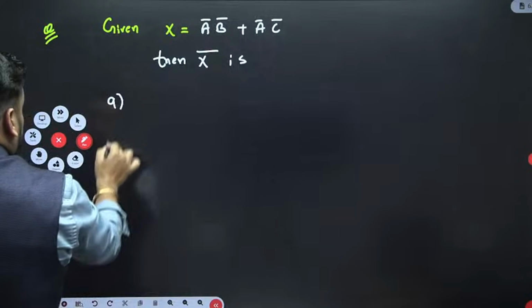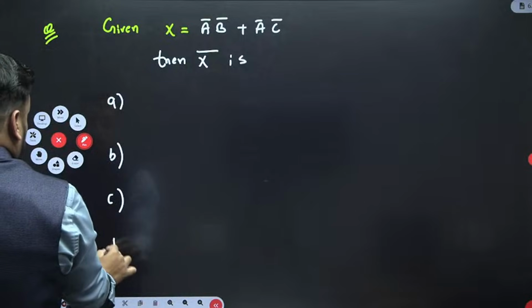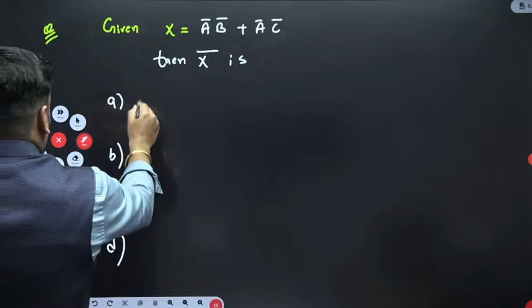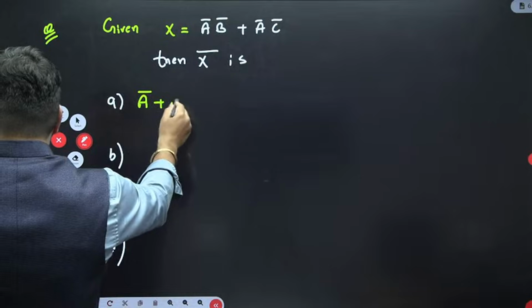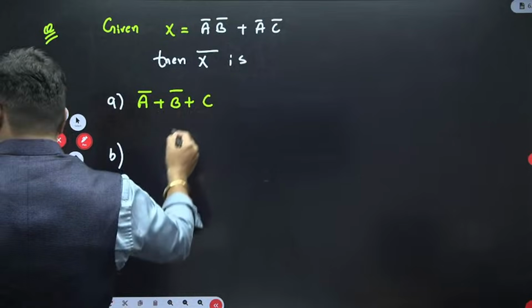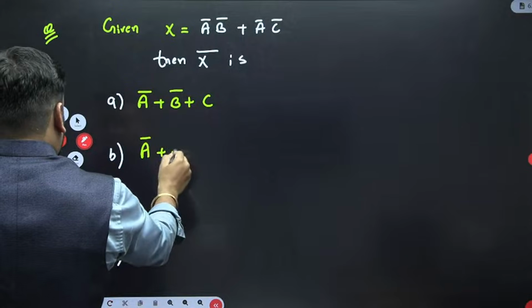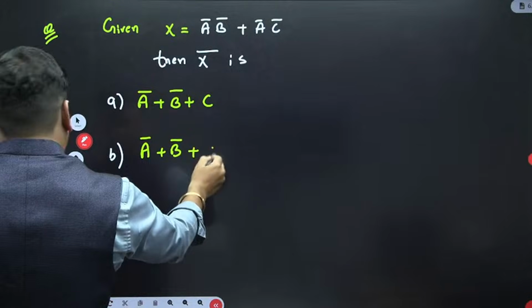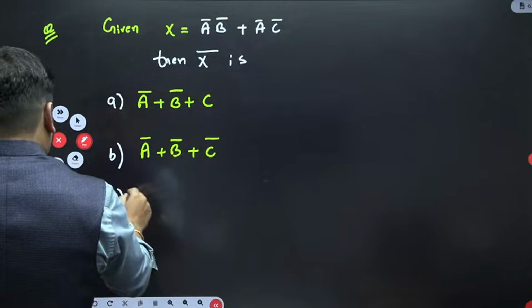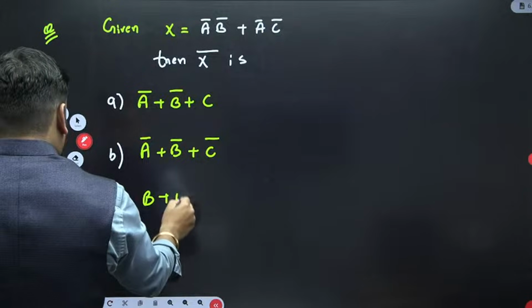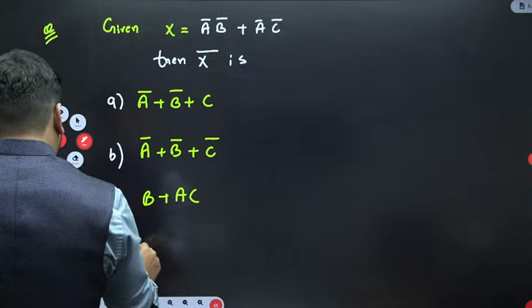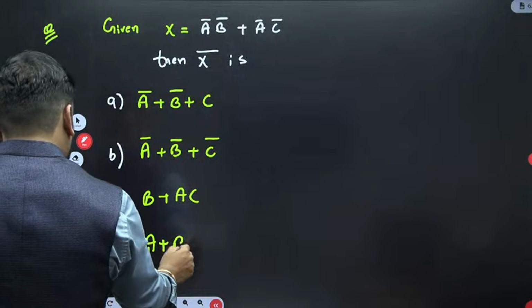And we have the options as well. A, B, C, D options I am giving. The first option is A bar plus B bar plus C. The next option is A bar plus B bar plus C bar. The C option will be B plus AC, and the last option is A plus BC.